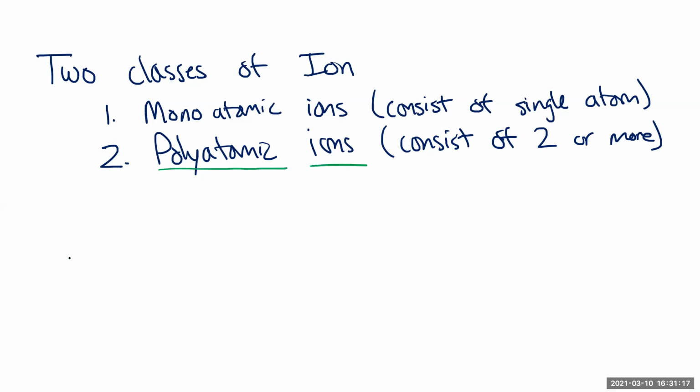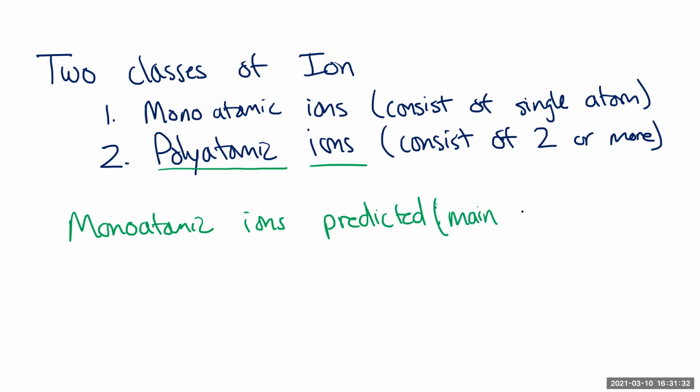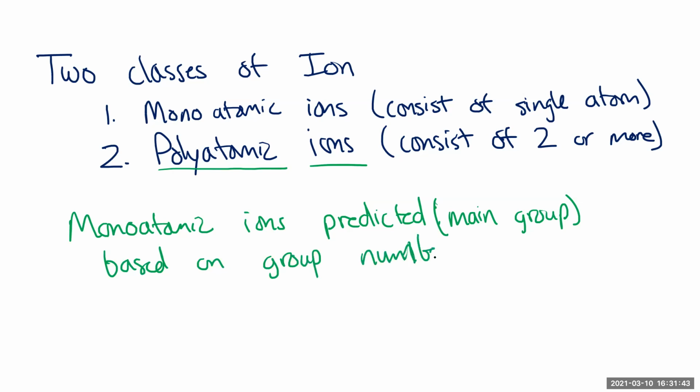Now, when it comes to the monoatomic ions, they are generally predicted, if they are part of the main group, based on group number. Remember what we talked about when it comes to completing the octet. Group 1, 1 positive. Group 2, 2 positive. Group 3, 3 positive. Then we get to group 5, 3 minus. Group 6, 2 minus. Group 7, 1 minus.